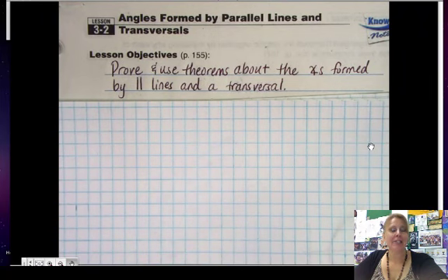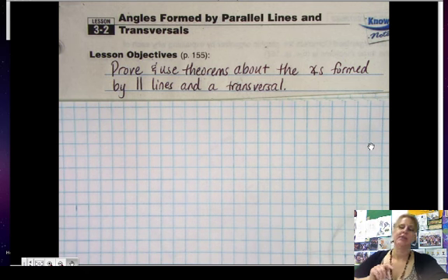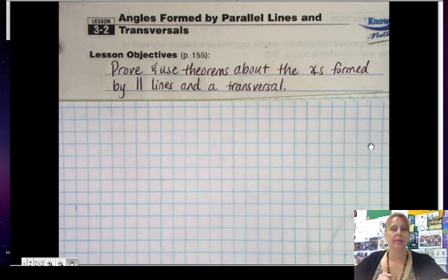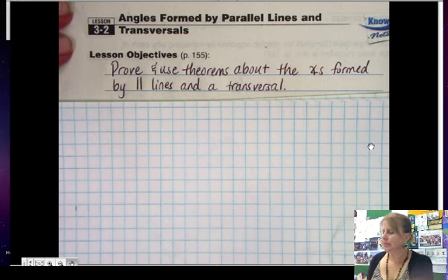Okay, so now we're going to do lesson 3-2, angles formed by parallel lines and transversals. So today's objective is to prove and use theorems about the angles formed by parallel lines and a transversal.